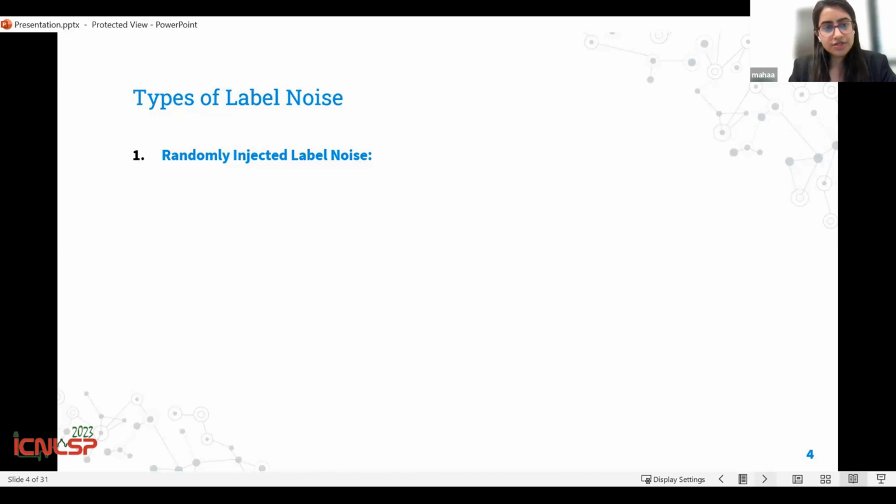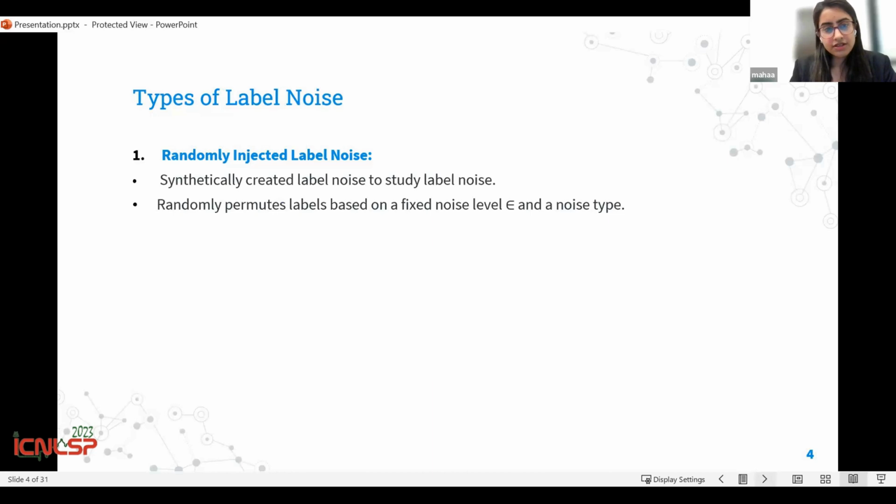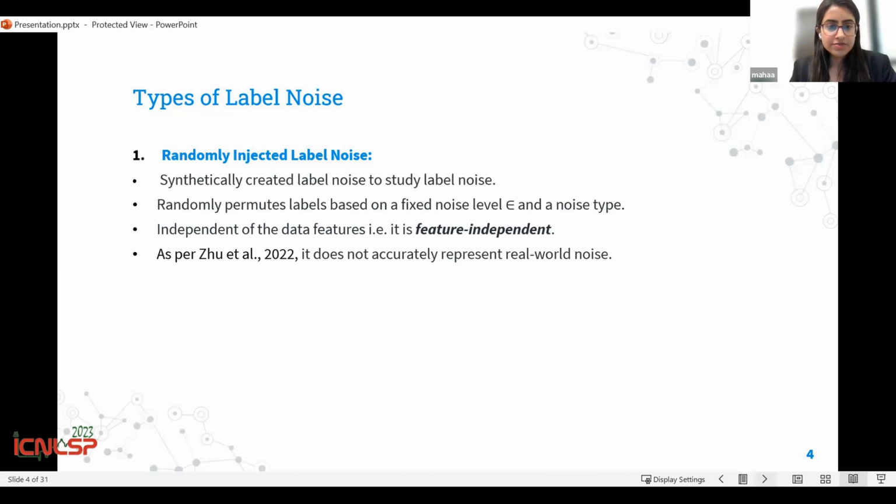We categorize label noise in three broad categories. The first one is randomly injected label noise. This is synthetically created label noise. Researchers use this sort of noise to study label noise. It randomly permutes labels based on a fixed noise level and a noise type. And it's independent of the data features, so it's also known as feature independent. As per recent work done by Zhu et al., they show that this type of noise does not accurately represent real-world labeling errors.